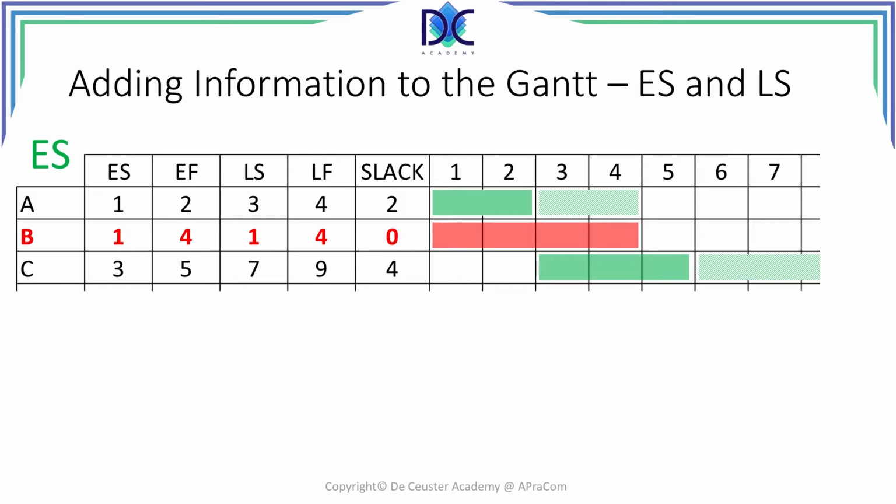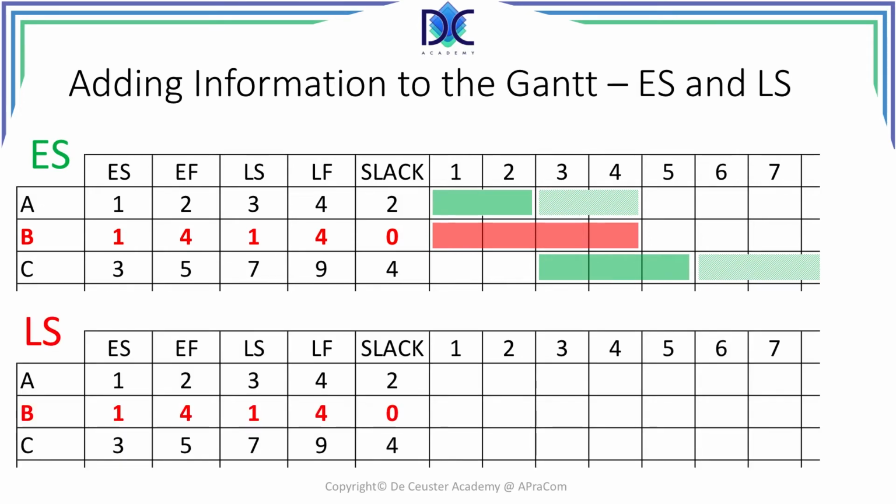Now we can do the same for the late start information, and now we look only at the late start columns. So for activity A, the late start is 3 and the late finish is 4. But you see that I color this information in red, because when we move all the activities to the late start position, there is no more flexibility, there is no more slack. Everything, all the activities will be on critical paths.